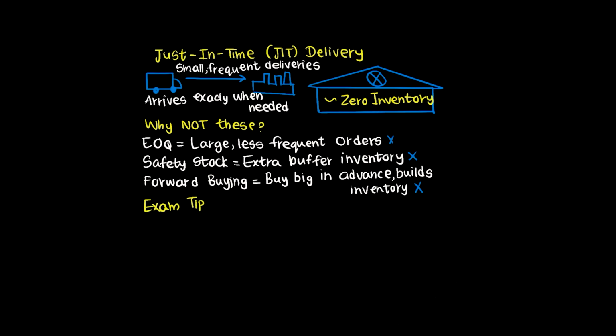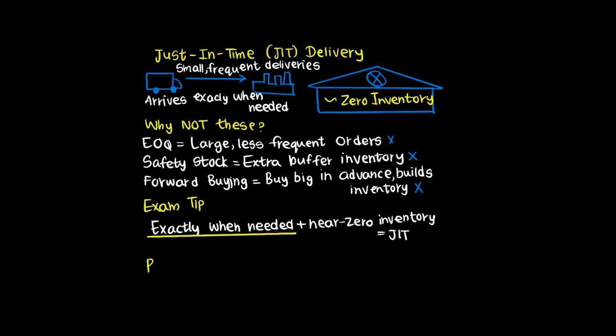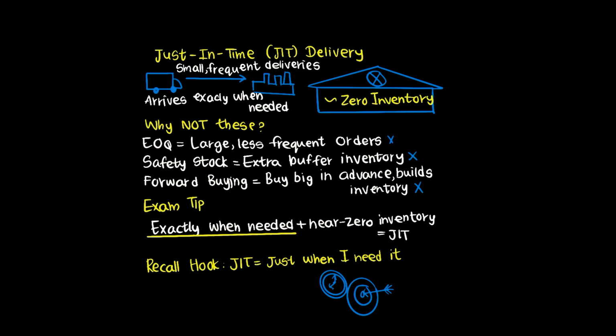Here's a WGU C215 OA exam tip for you. When the question says small frequent shipments arrive exactly when needed, or near zero inventory, that is just in time. Quick recall hook: JIT equals just when I need it, not a moment before.